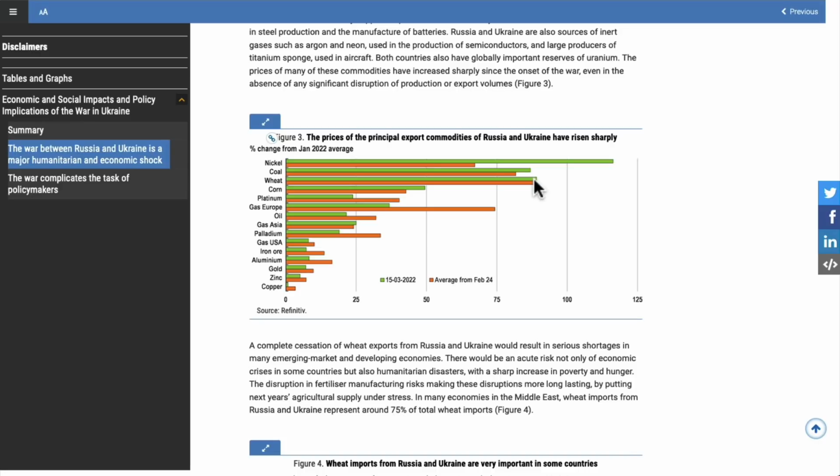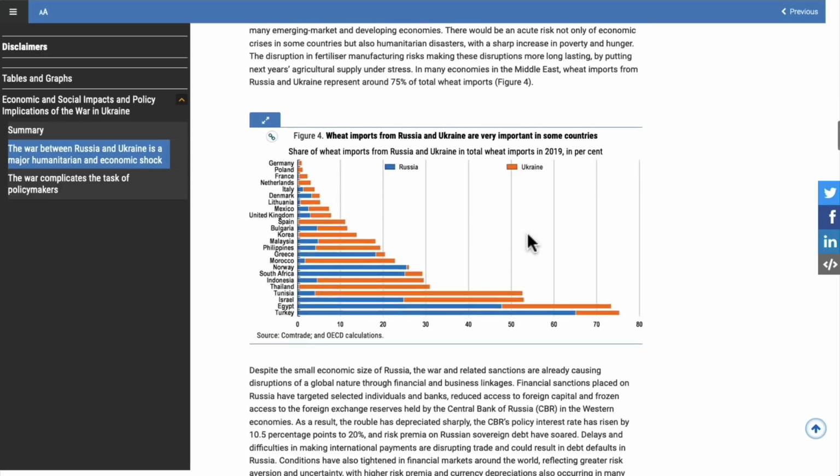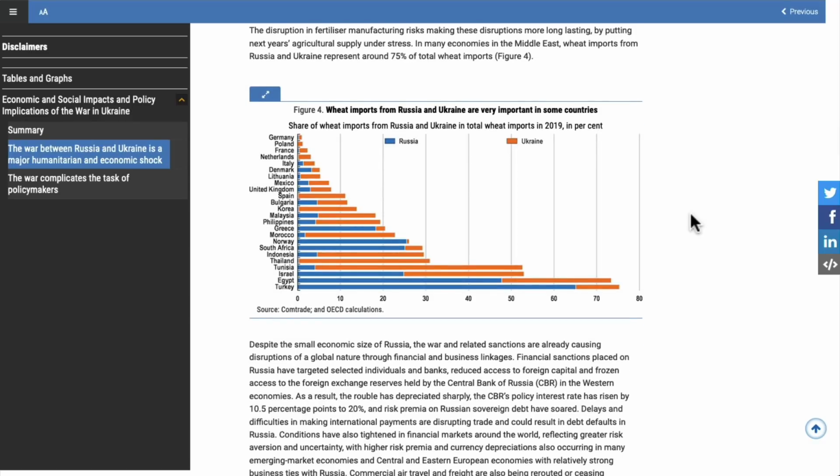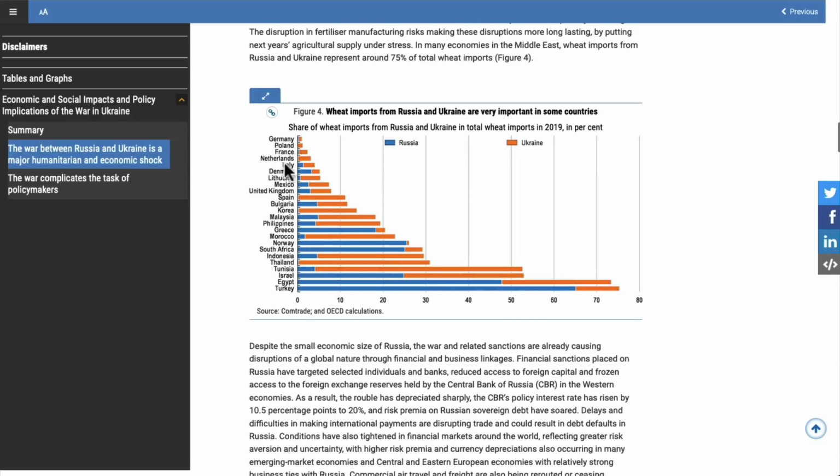In developed countries, the amount that we spend on food as a percentage of our income is fairly low, but in developing countries, it's very high, which means that you crowd out a whole bunch of stuff by raising the price of something as basic an input as wheat. There's corn, platinum, you see gas to Europe, oil, and it just gives you an indication of the price changes here. Figure 4, wheat imports from Russia and Ukraine are very important in some countries. It tells you where they go.